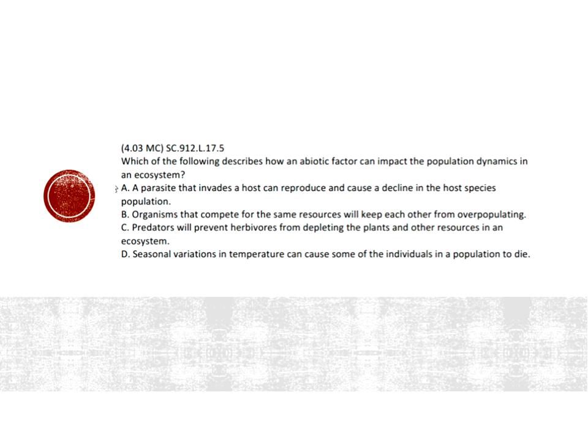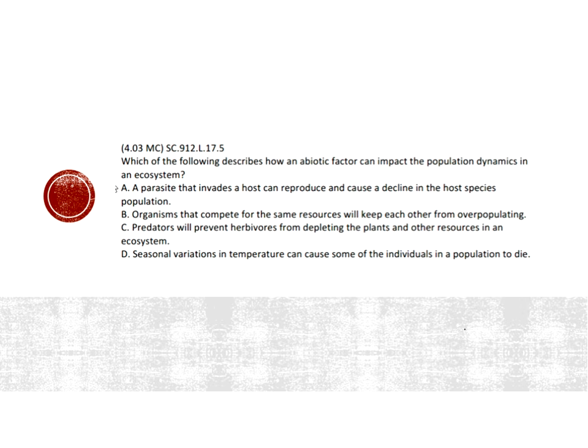All right, so here's another question we have. Which of the following describes how an abiotic factor can impact the population dynamics in an ecosystem? A, a parasite that invades a host, can reproduce and cause a decline in the host species population? Or would B be correct? Organisms that compete for the same resources will keep each other from overpopulating. C, predators will prevent herbivores from depleting the plants and other resources in an ecosystem. Or D, seasonal variations in temperature can cause some of the individuals in a population to die. So which of those describes an abiotic factor impacting the population?